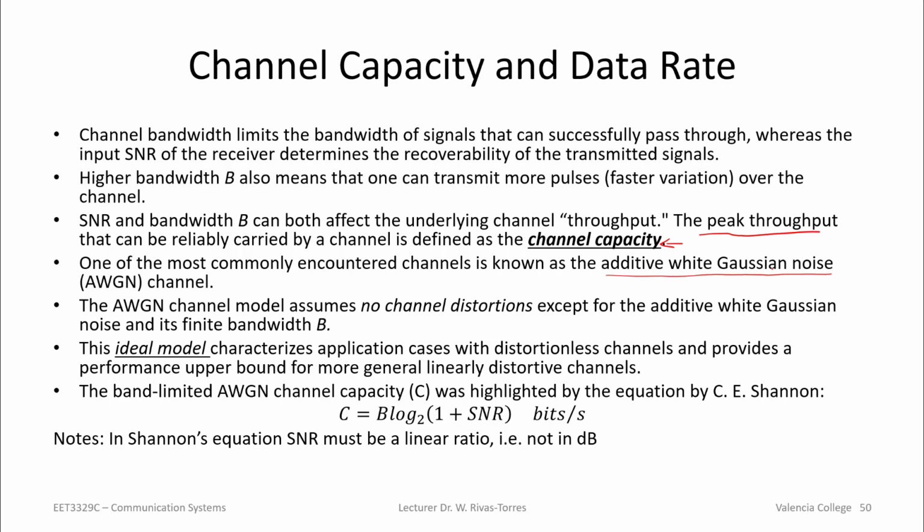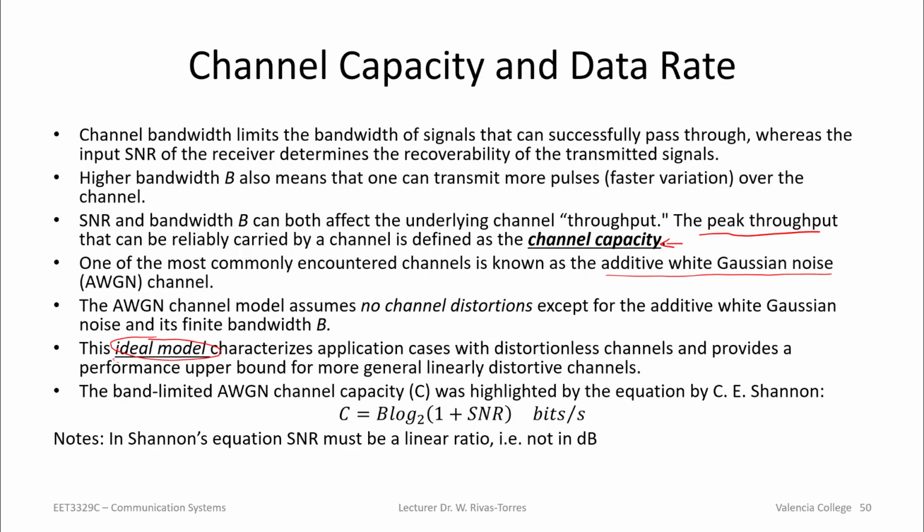So we assume that the AWGN channel, or the Gaussian channel, has no distortion. It doesn't distort your signal, i.e., it has finite bandwidth, but it's enough bandwidth for your signal. So let me stress this: it's an ideal model. Practical application cases with distortionless channel provide a performance upper bound. So this is going to be an upper bound for a general linearly distortive channel.